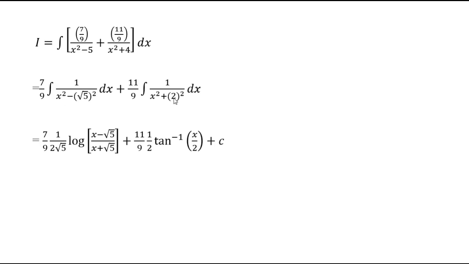7 by 9 is constant, it will come outside the integral sign, and it will be 1 upon x square minus 5. So read 5 as root 5 square. This 11 by 9 will come outside the integral, and this will become 1 upon x square plus 2 square. 2 square is 4. Now we have the formula for integration of 1 upon x square minus a square, and the formula for integration of 1 upon x square plus a square. So we use those respective formulae and write the integral. Simplify it, and that is the answer.